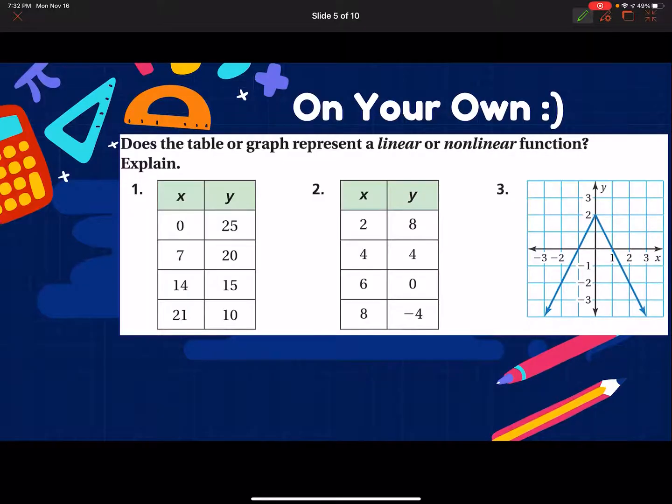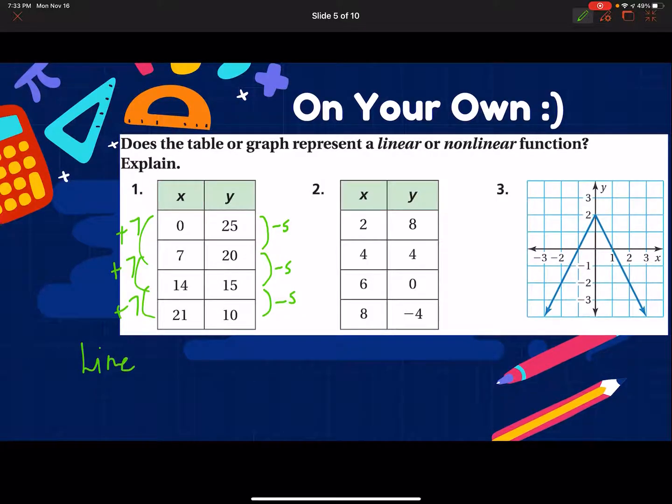Okay, let's talk about number 1. With our input value in this first set from 0 to 7, we have an increase of 7, another increase of 7, and a third increase of 7. With our y, or output, we have a decrease of 5, another decrease of 5, and another decrease of 5. So, does the table or graph represent a linear or nonlinear function, and explain?